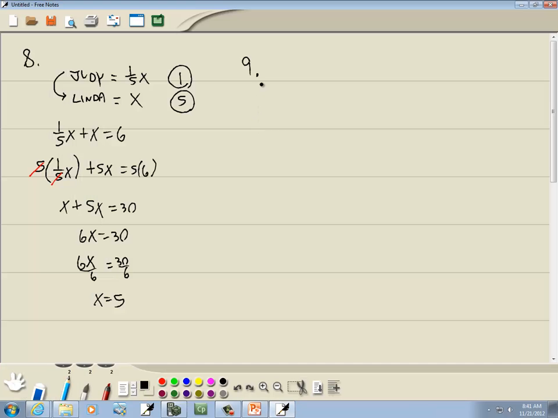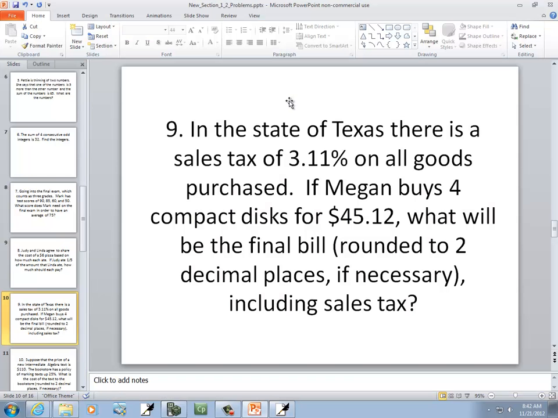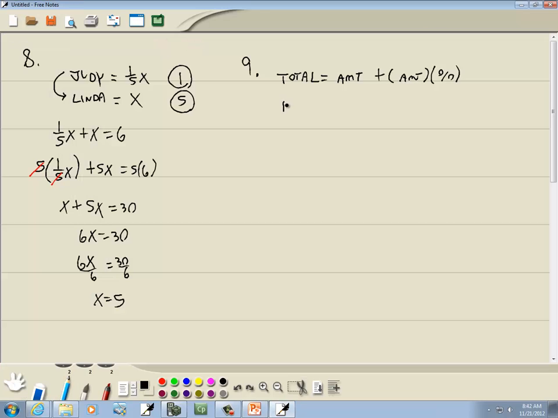Well, the total, and this is one form. Your total is the amount plus amount times percent. Now the other type that we'll talk about is where you subtract it. Well, this is where you add it, and it's always of this form. You just put different variables in here, or if you subtract it, like you're discounting something. Well, they're asking us what will be the final bill. So I just say B for bill.